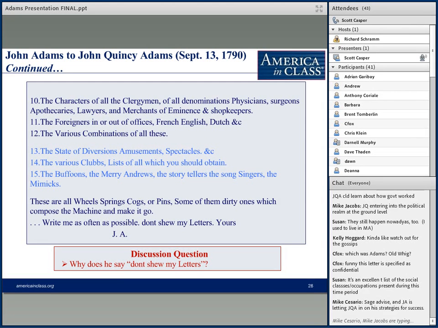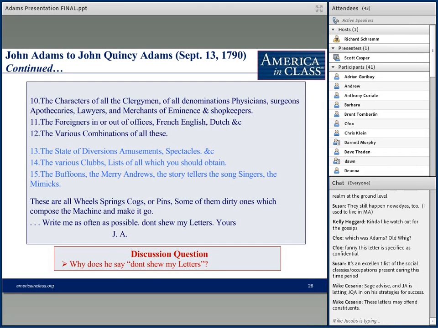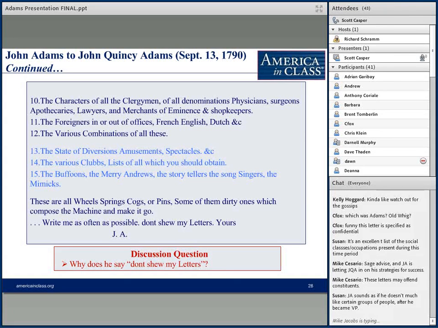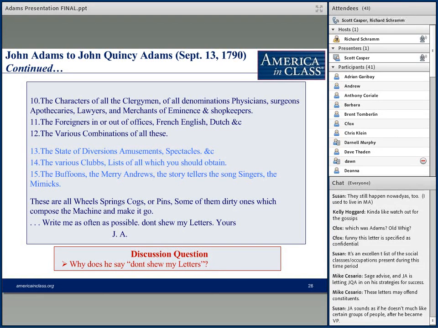I think that's right. I also think that Mike makes an important point here. These letters may offend constituents. There are certain things he says about people here that are not necessarily for public consumption, particularly because, as you point out, Susan, he's now Vice President of the United States. So his letters are no longer simply those of a father to a son. They are also letters of a national character, of the first vice president of the United States. And so he wants to draw a line between what's public and what's private.